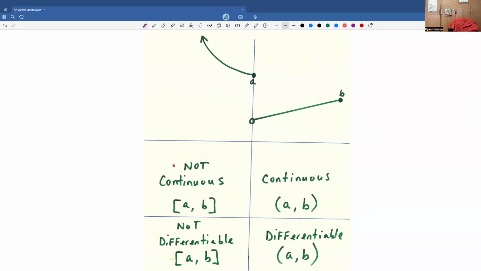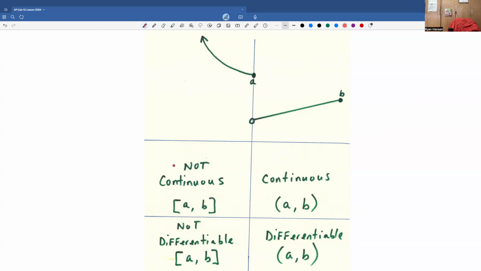I claim this little sketch I made is not continuous on the closed interval from A to B. The closed interval means A and B are included, right? So if you put your pencil on the closed point A, does that connect to the closed point B? No. The closed points don't connect, so it's not continuous on the closed interval, but it is continuous on the open interval. The open means the endpoints are not included. So if you don't include the actual defined point A, it's beautifully linear between A and B, is it not? Do you see the difference?